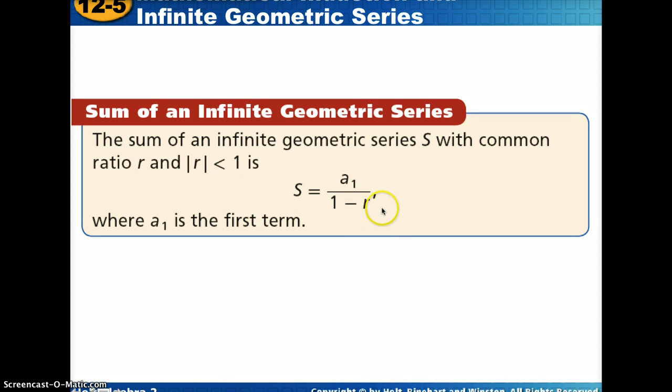We'll pick up on this in the next one. This is called the infinite geometric sum. This is a brand new formula for you: the first term divided by 1 minus R.